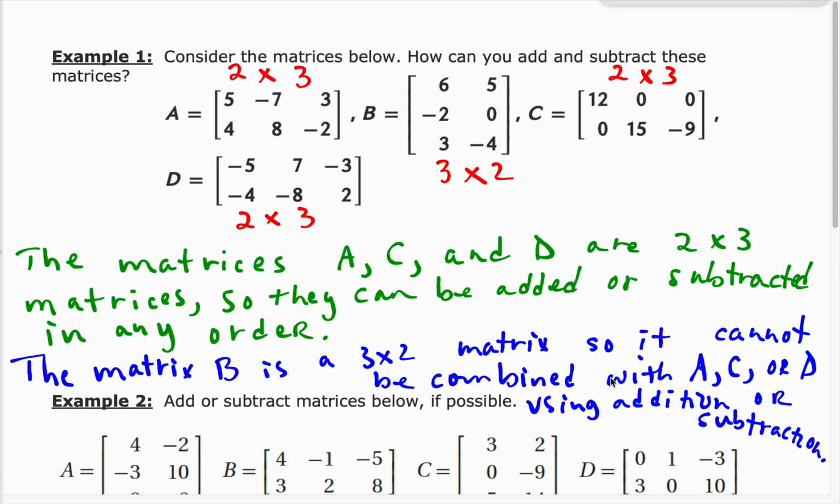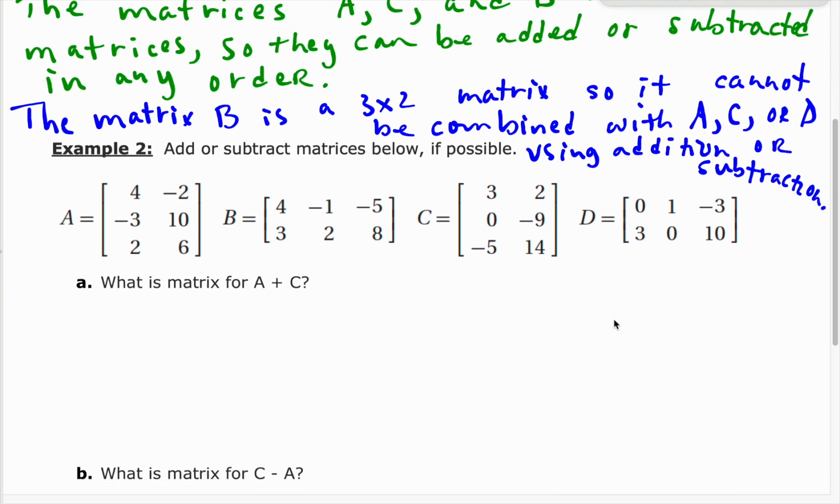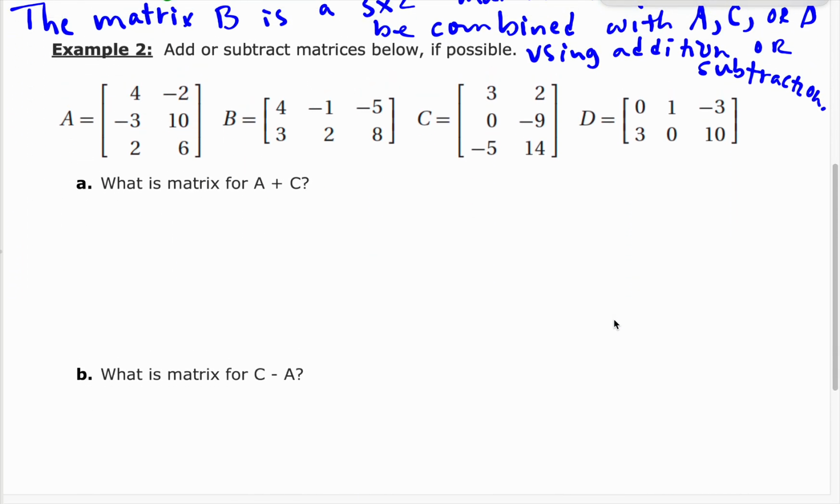So basically what this means, and you should take the time to pause the video and write this down, the matrices A, C, and D are all 2 by 3 matrices, so they can be added or subtracted in any order. But the matrix B is a 3 by 2 matrix, so it cannot be combined with A, C, or D using addition or subtraction. Please, like I said, pause the video and write that down. I'm going to move on to example 2 right now.